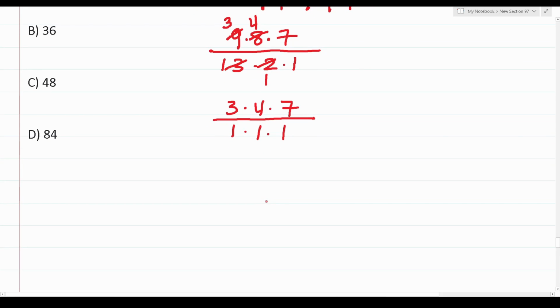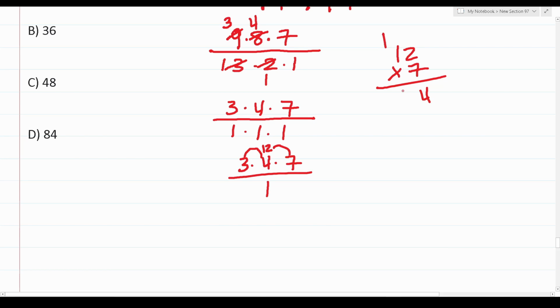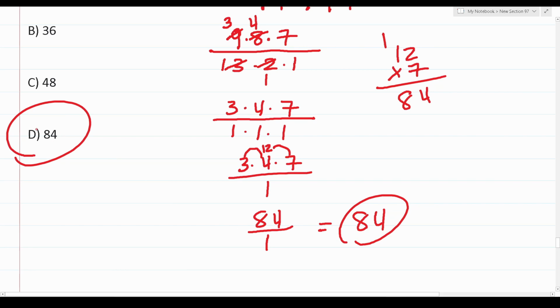All right. And this is actually very easy to work out. 1 times 1 times 1 is just 1. So this becomes 3 times 4 times 7 over 1. Anything divided by 1 is just going to be itself. So let's work this out. 3 times 4 is 12. And now we have 12 times 7. 2 times 7 is 14, carry a 1. 7 times 1 is 7, plus 1 is 8. So this is 84 over 1. Anything over 1 is just itself, so this is just 84. So the answer to this one is D, 84.